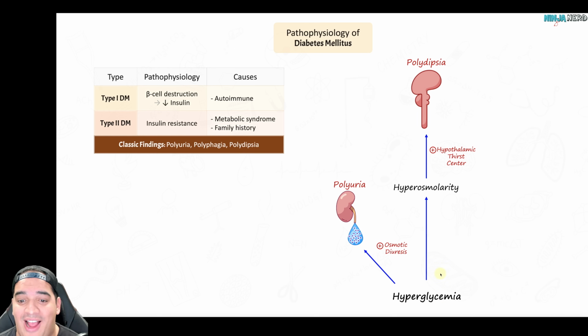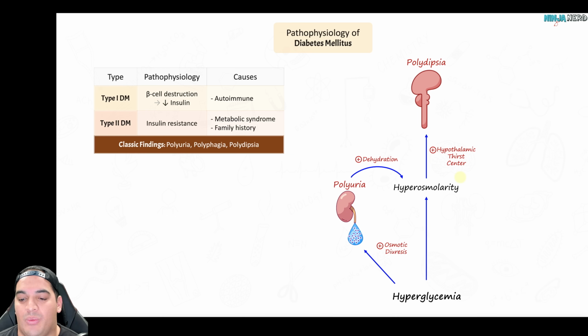The problem with this is that now not only is your sugar going up, which is causing an increase in your hyperosmolarity, but you're also getting rid of a ton of water. And if I pee out a ton of water, the amount of water I have in my bloodstream starts going down because I'm becoming dehydrated. So now I have high glucose and low water. That's going to make me even more hyperosmolar and even more thirsty. So it's a very vicious cycle.